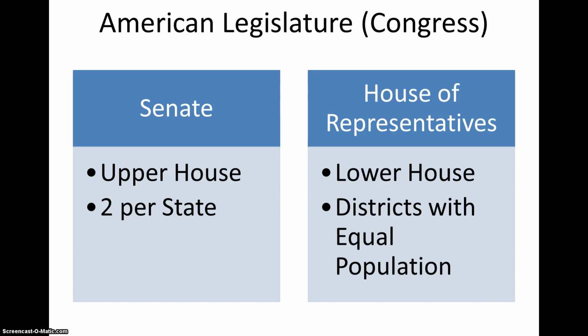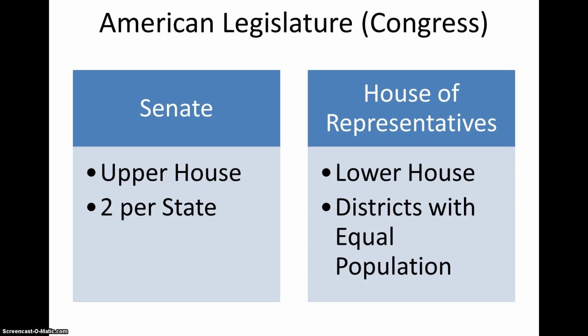So in the United States, we have a bicameral legislature. That means two houses, and we call our legislature Congress. Now, the two houses of Congress are the Senate, which is called the upper house, and each state elects two senators. The lower house is the House of Representatives, and the districts in the House have equal population. So whereas each state has the same amount of senators, different states have different amounts of representatives depending on the population. All right. Now, in order for legislation to get through Congress, it has to pass both houses.